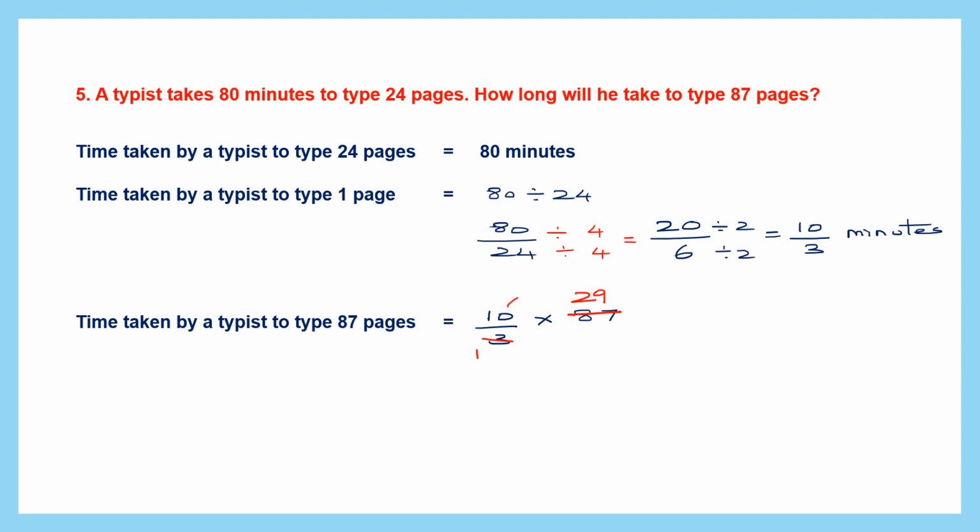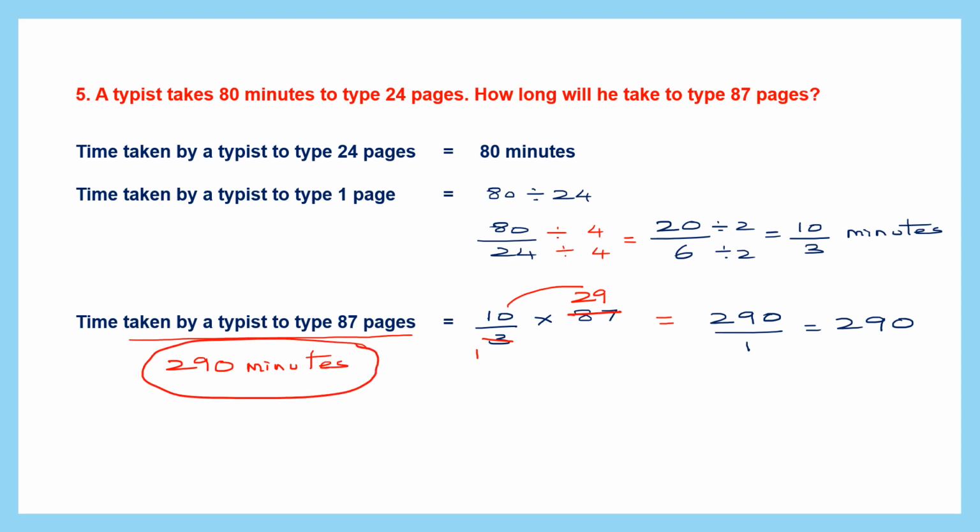Now let's multiply the numerators. 10 into 29. That will be 290. 290 by 1, which is 290. That means the time taken by a typist to type 87 pages will be 290 minutes. So this is our answer. 290 minutes. Now the same sum, let's do it in the arrow method.